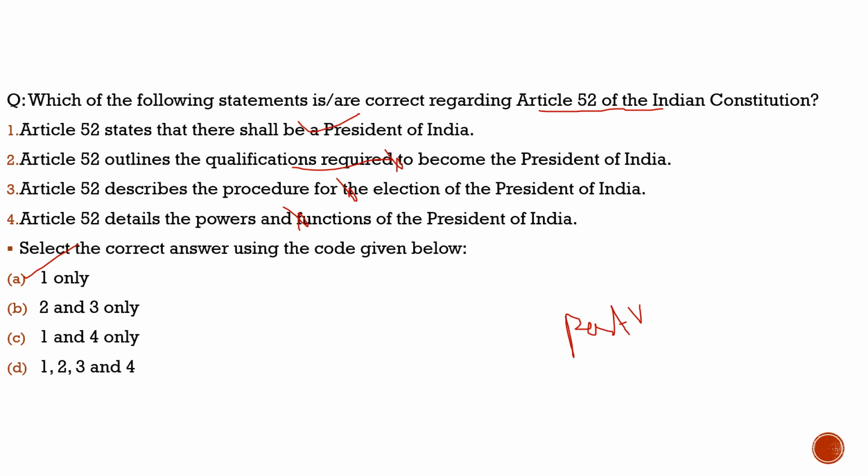We had brought this concept from the Westminster democracy. We had brought it from Britain, where they have the monarch as the ceremonial head, and we have the President. The difference is the monarch is hereditary in nature, and we have an elected president. That we will understand in our upcoming classes. I hope till now you have understood about the President under Article 52. What does it say? There shall be a President of India.